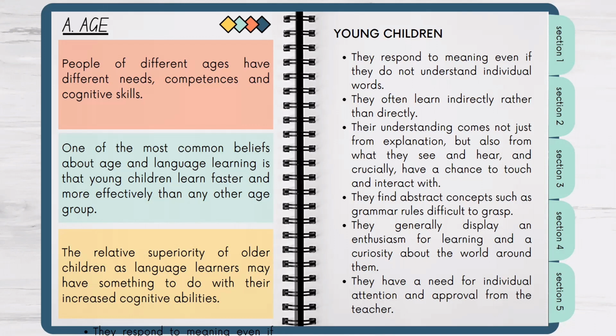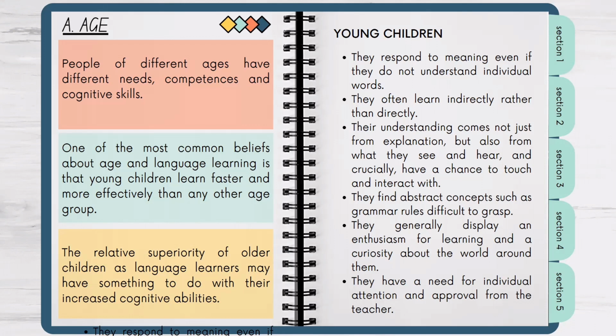Young children, especially those up to the ages of 9 or 10, learn differently from older children, adolescents, and adults in the following ways. First, they respond to meaning even if they do not understand individual words. Second, they often learn indirectly rather than directly. That is, they take in information from all sides, learning from everything around them rather than only focusing on the precise topic they are being taught.